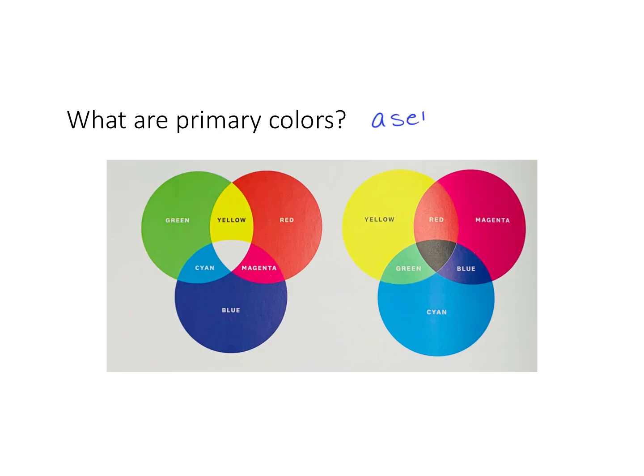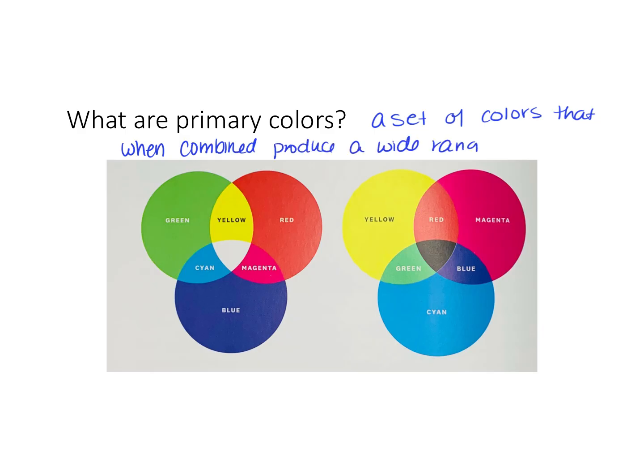So these are just a set of colors that, when combined, produce a wide range of other colors, right? Contrary to what most of us are taught, there are no absolute primary colors. The designation of what a primary is is arbitrary and changes depending on the prevailing ideas about color and vision, as well as the pigments available at the time.